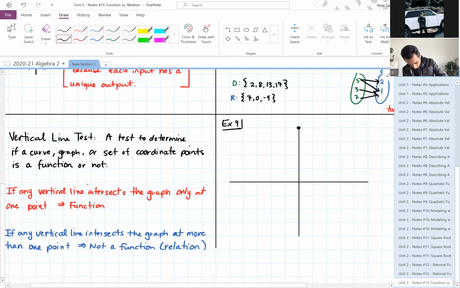You have a point here at (0, 4). You have a point at (2, -1). You have a point at (4, -4). You have a point here at (-3, 1). And you have another point at (-3, -2).